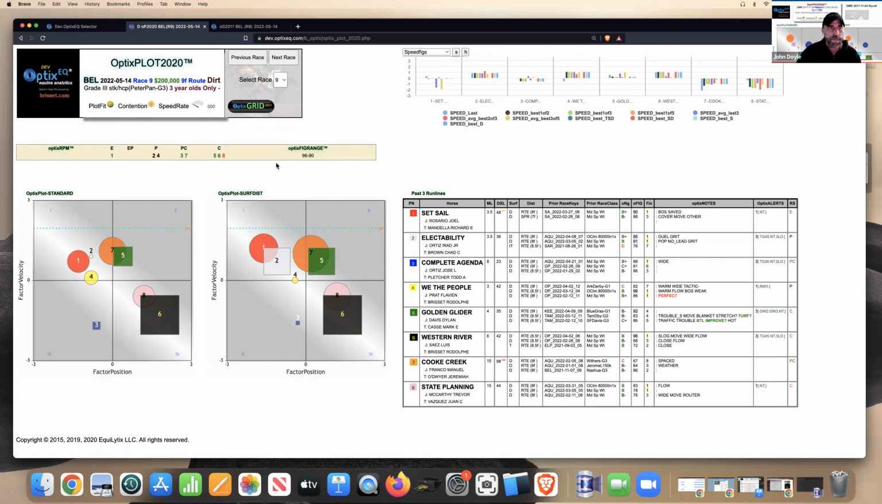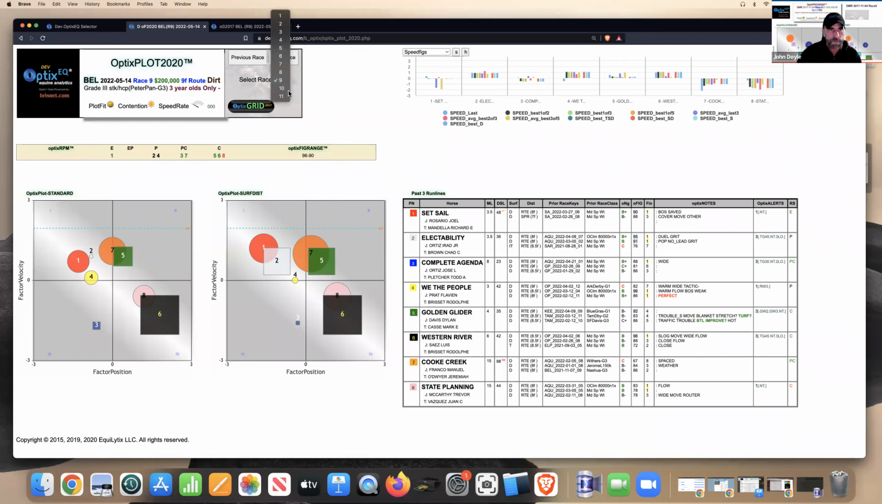So really, that's the Peter Pan. I think the 4, We the People, is most likely going to be the favorite or second choice. I think he's going to be the favorite. Golden Glider, see how he gets bet, but as an alternative, Set Sail again needs to be higher than that 7-2 to get me interested. But 1 and 4 in race 9, the Peter Pan.